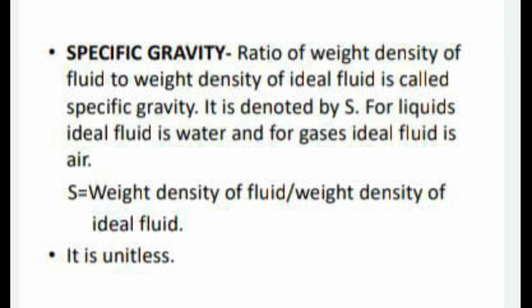Now since specific gravity is a ratio of same quantities, it is unitless. We can see that specific gravity of water is 1000 divided by 1000, that is 1. Similarly, specific gravity of mercury is 13.6. So it indicates, with respect to the ideal liquid or ideal gas, how heavy the fluid is.